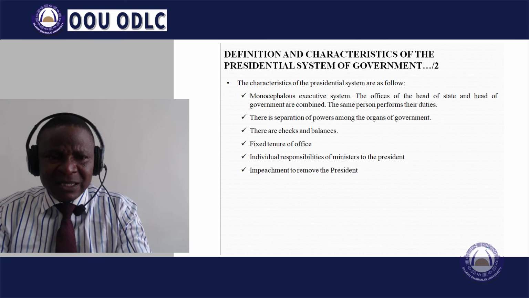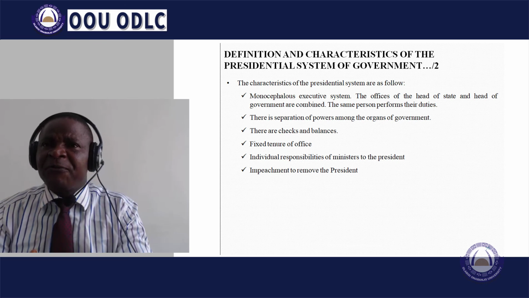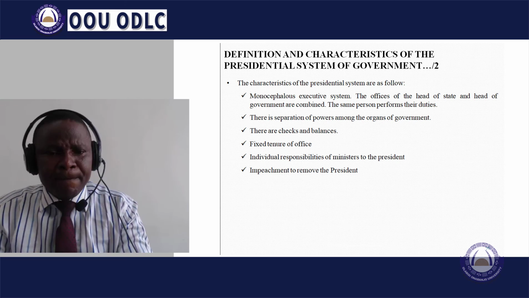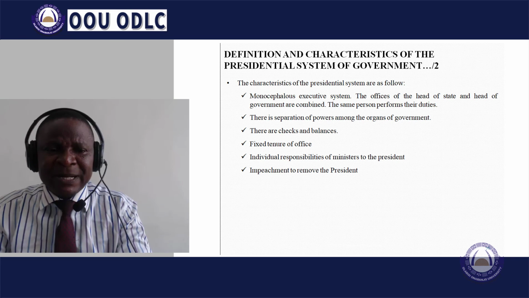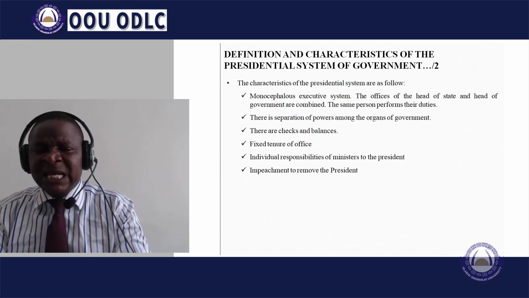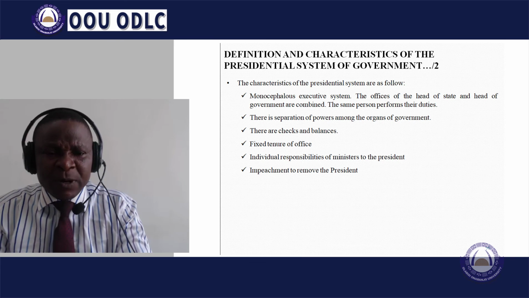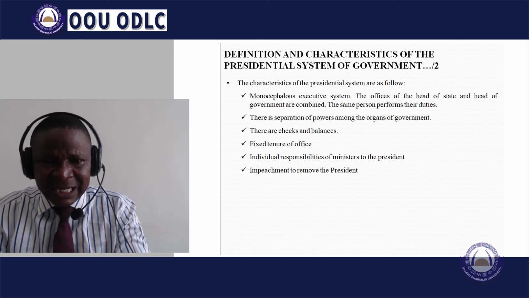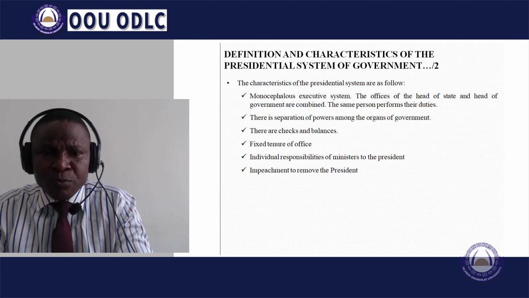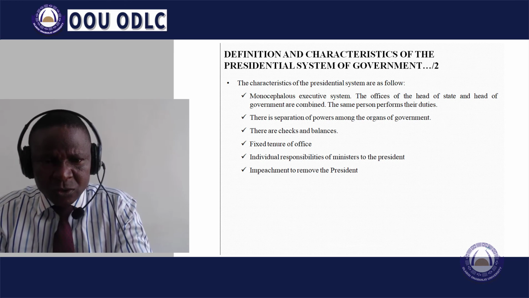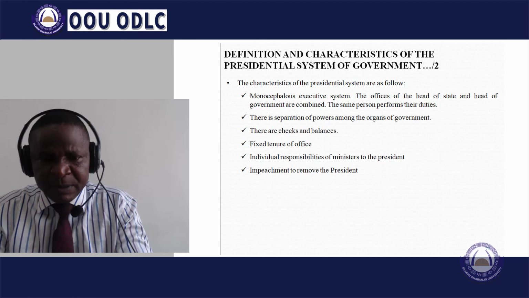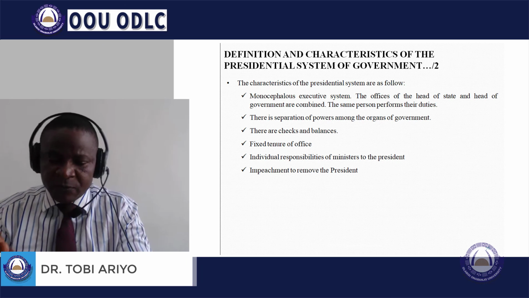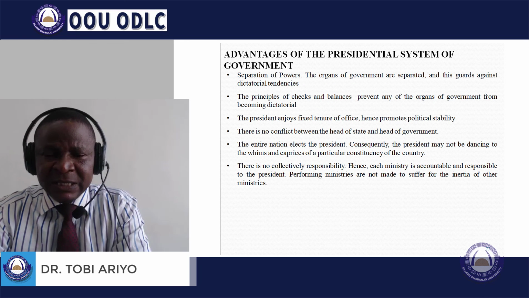The president is elected for a fixed tenure of office in Nigeria and in the US. Ministers appointed by the president are individually responsible. The president can reshuffle his cabinet at any time and appoint new ministers. There is provision for impeachment.